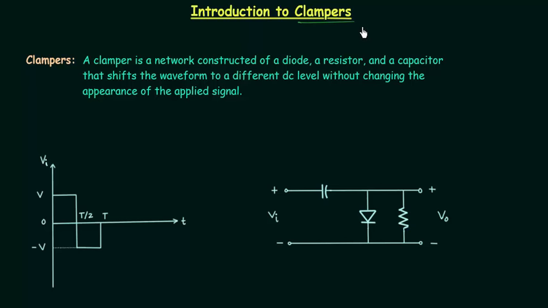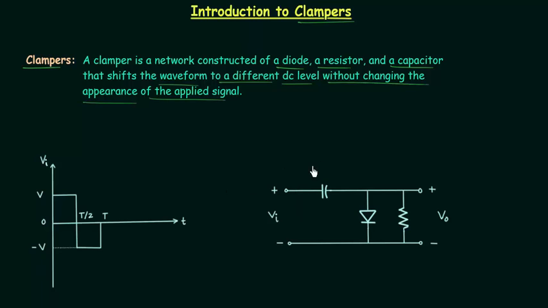We can also define clampers as a circuit that places either the positive or negative peak of the input signal at a desired DC level, or simply we can say that a circuit which shifts the DC level is known as a clamper. This is the more formal definition of clampers that you can note. A clamper is a network constructed of a diode, a resistor and a capacitor. In a clamper network, we have a diode, a resistor and a capacitor that shifts the waveform to a different DC level without changing the appearance of the applied signal.